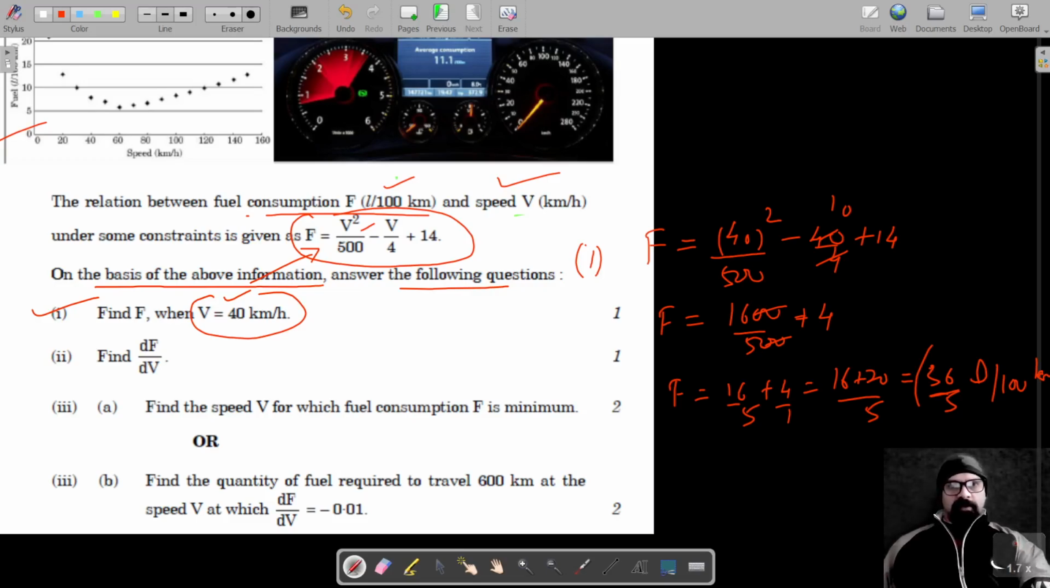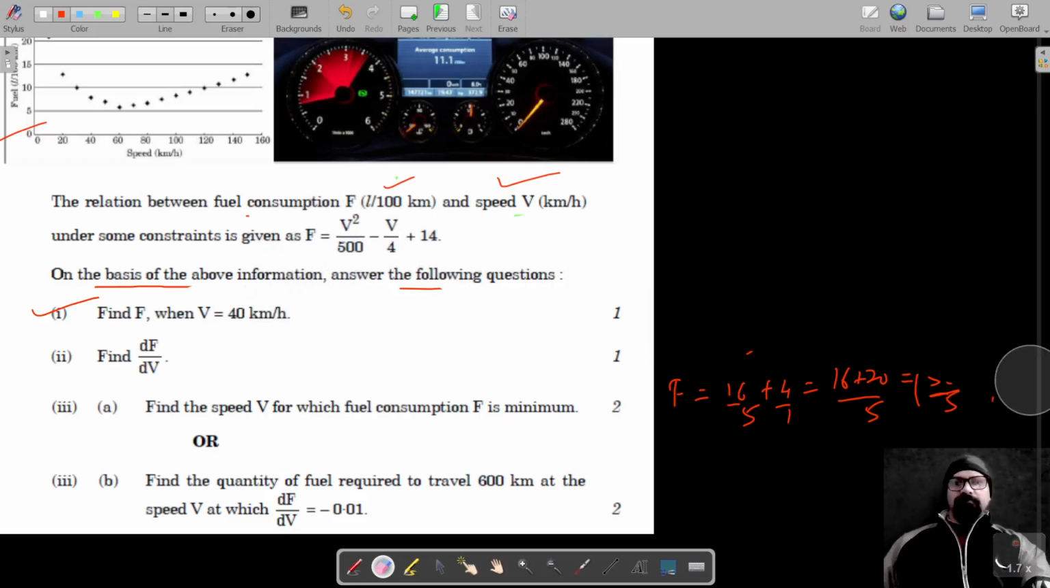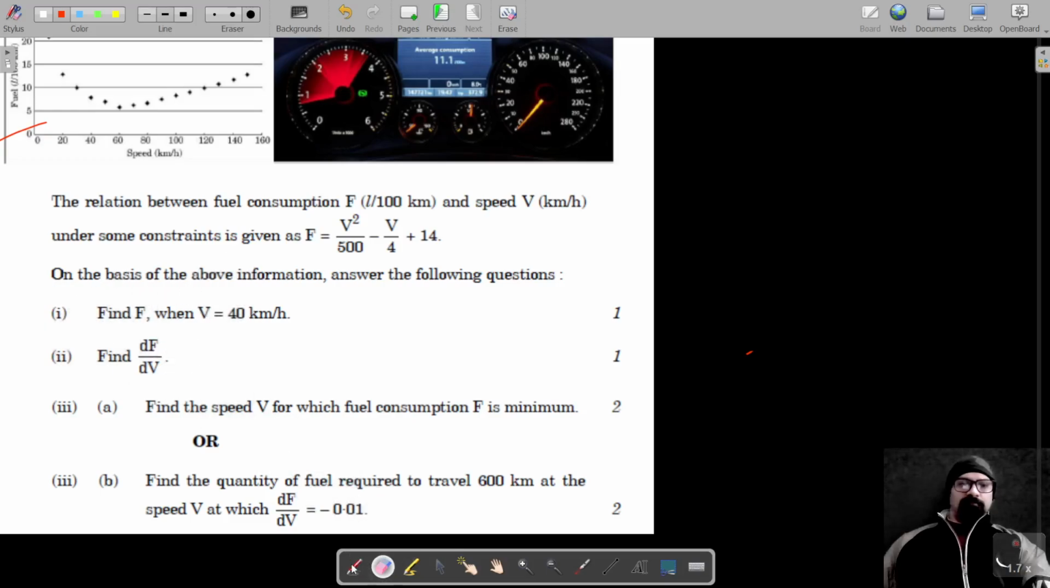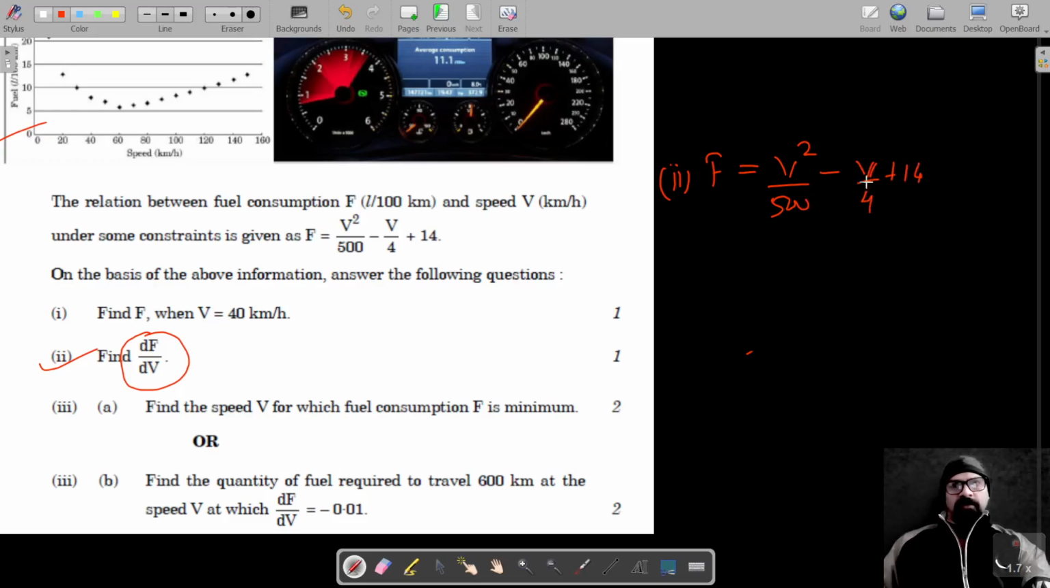Let's move on to the second part. So the first one is done: 36 by 5 liter per 100 kilometer is the fuel consumption. For the second part, we have to find the rate of change of fuel consumption. F is equal to v square by 500 minus v by 4 plus 14. That is, we have to differentiate this with respect to v.